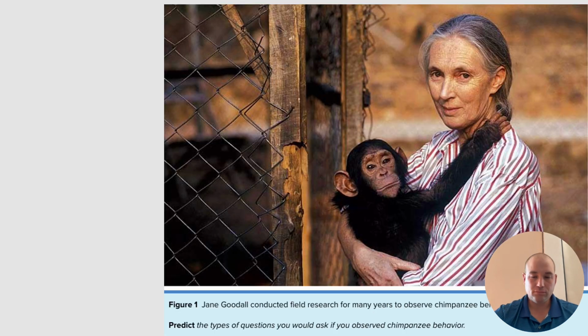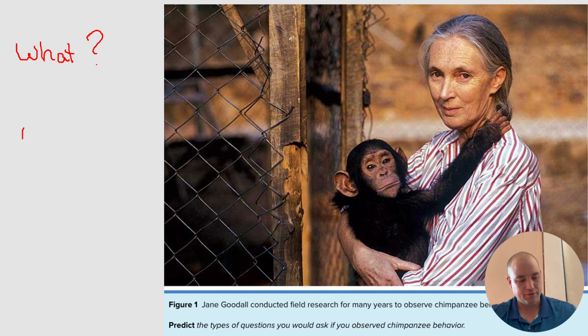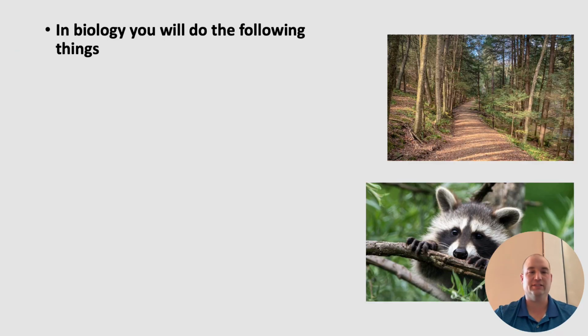Now, what I want you to do is predict the types of questions you would ask if you observed chimpanzee behavior. If you think about studying it, a lot of things you're going to be asking are: what are the chimpanzees doing? What is going on right there? What is occurring in this whole thing? And after you establish what they are doing, then you can ask why. Why are these behaviors occurring? What is allowing them to do these specific things? So the what leads to the why of how life or how these things exist.